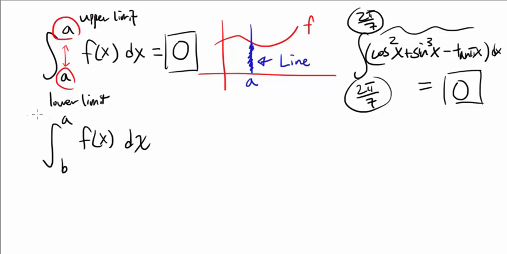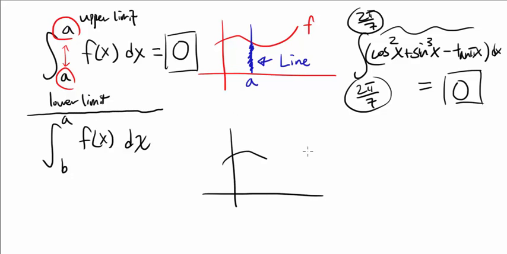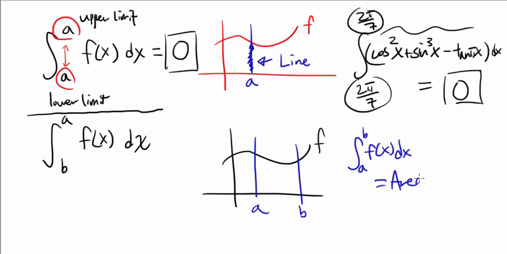Integral from b to a, so we're not going from a to b, we're going from b to a. So let's say that's our graph of f, and this is a, and this is b. We know the integral from a to b of f of x dx is the area under the curve. So the integral from a to b of f of x dx is this area. But what happens if, instead of going from a to b, we are going from b to a? What are we going to get? And the answer is going to be negative.